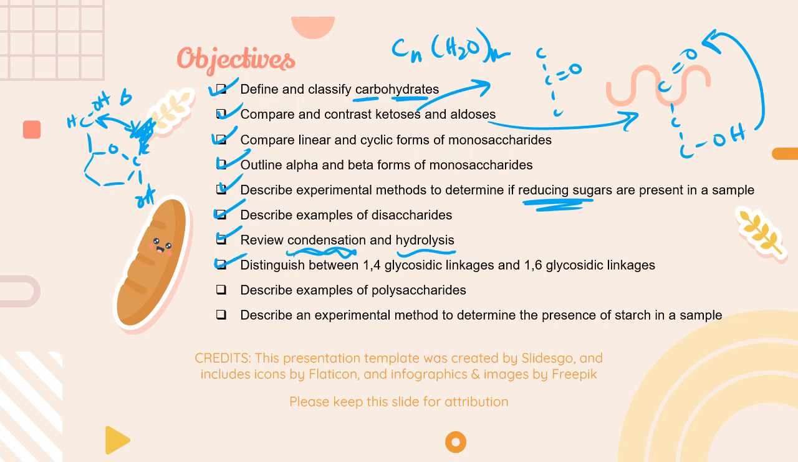We talked about 1,4 glycosidic linkages. 1,4 where we have carbon number 1 stuck to carbon number 4. That will make a straight chain, no branches in our polysaccharide. 1,6 does allow those branches to start to form in a polysaccharide.